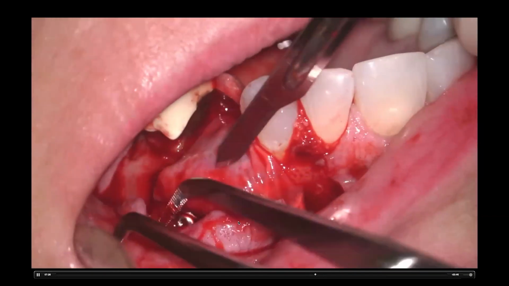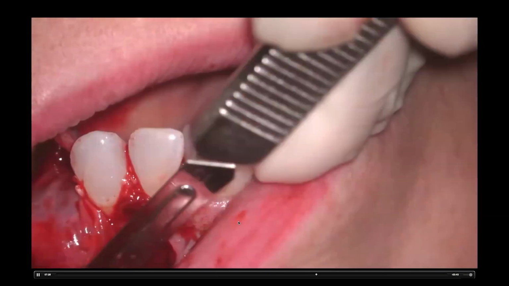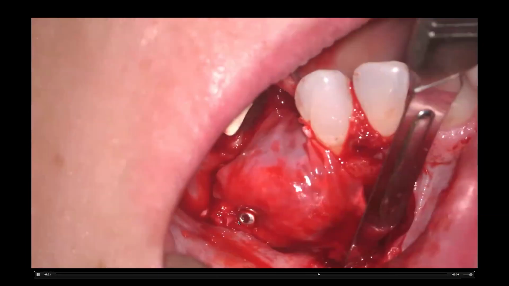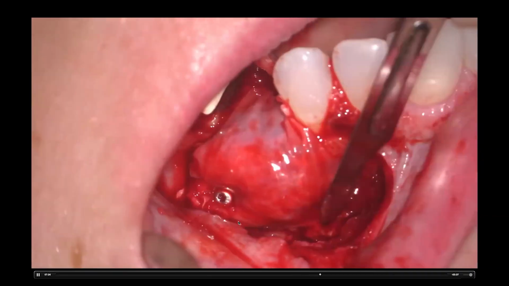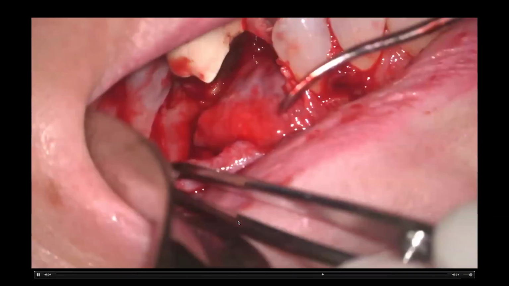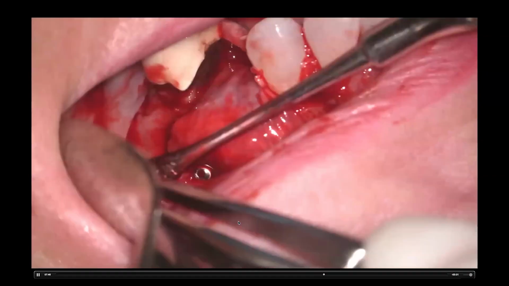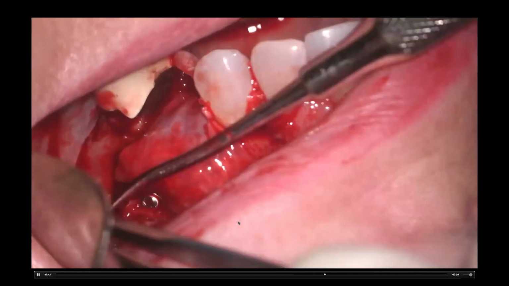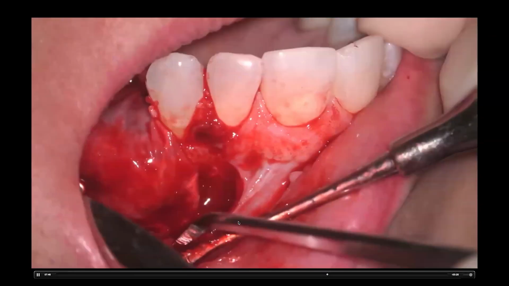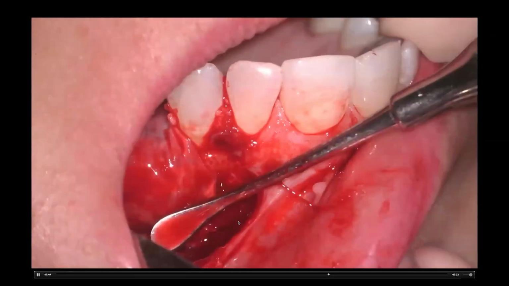And then we'll start with the periosteal release. Of course, in this area, it's pretty easy to do. You can do it at the mental nerve as well with a semilunar incision. We can discuss this in another setting.